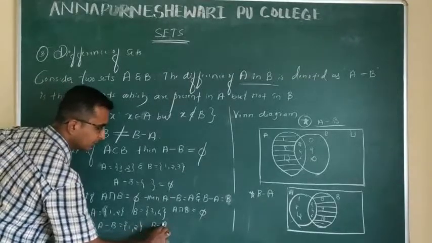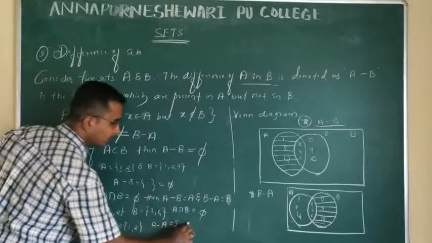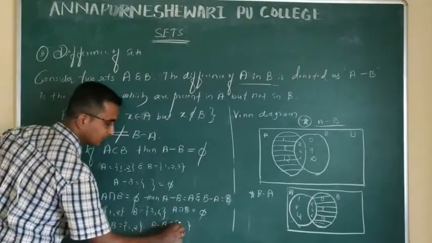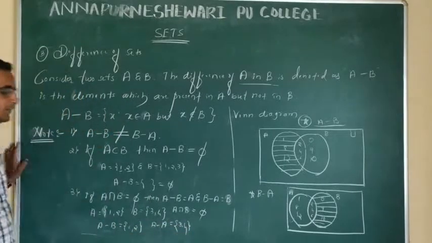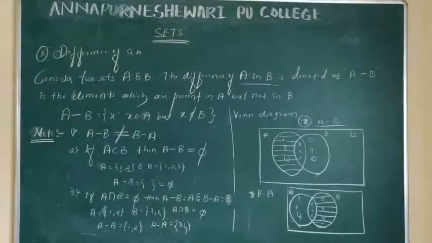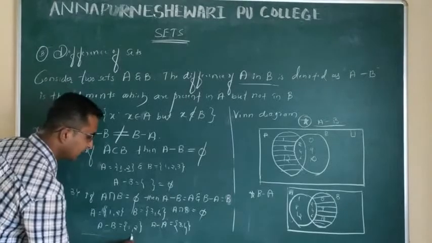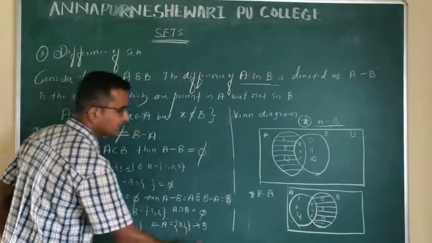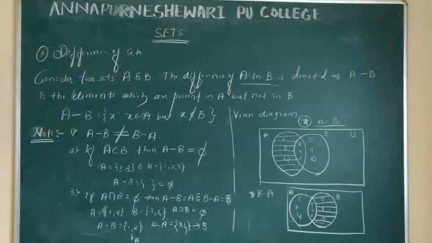B minus A is nothing but what? Since there are no common elements in B and A, whatever remaining elements are in B is B minus A. So A minus B is A, and B minus A is B. This is an important note for the difference of sets.